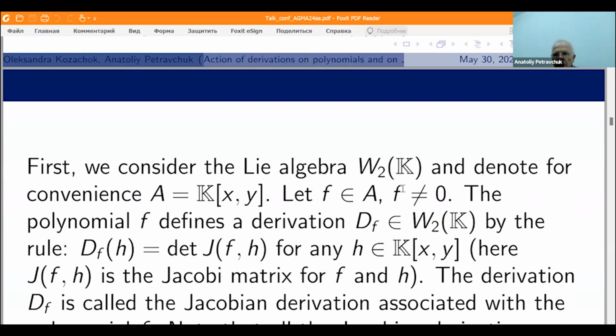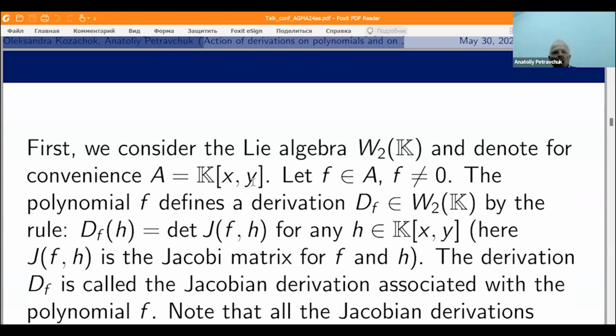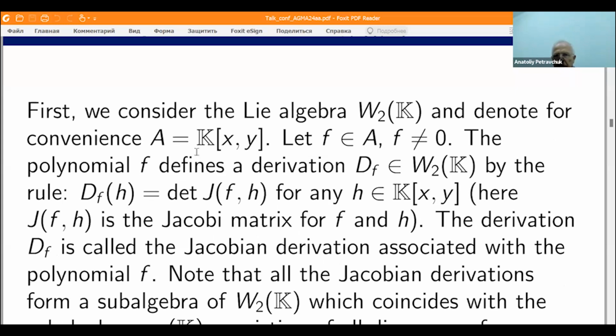First, we consider the Lie algebra W_2(K) of derivations of polynomials in two variables, and denote for convenience this polynomial ring K[x, y] with variables x and y. Let f in A be a non-zero polynomial. The polynomial f defines a derivation D_f by the rule D_f(h) equals the determinant of the Jacobi matrix for polynomials f and h. This derivation D_f is called the Jacobian derivation associated with the polynomial f.